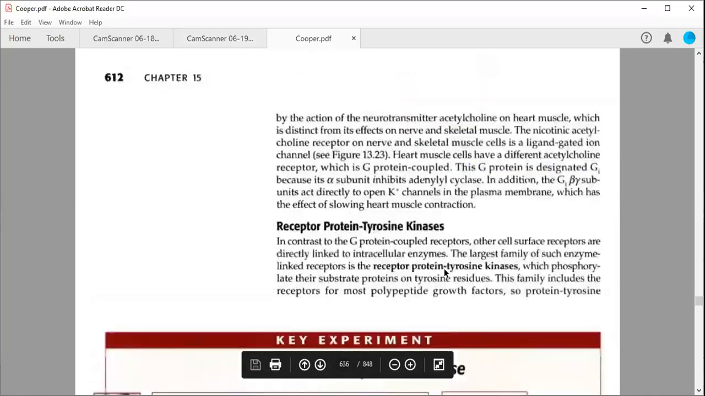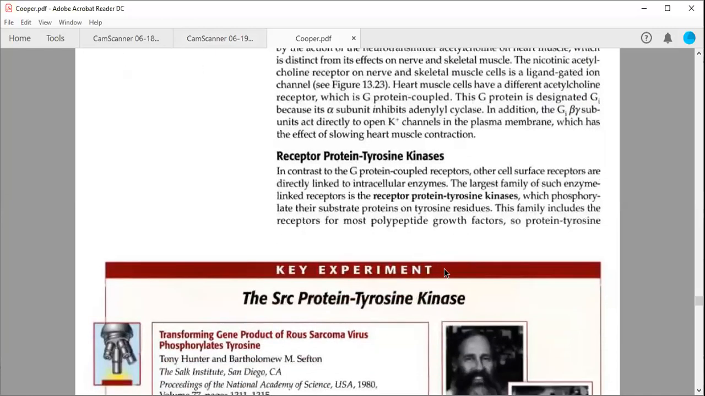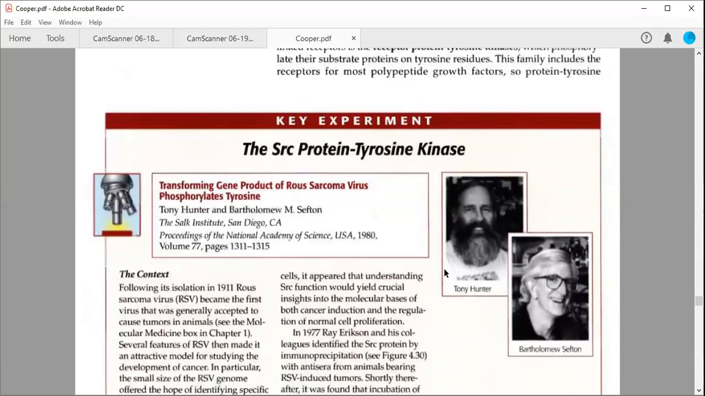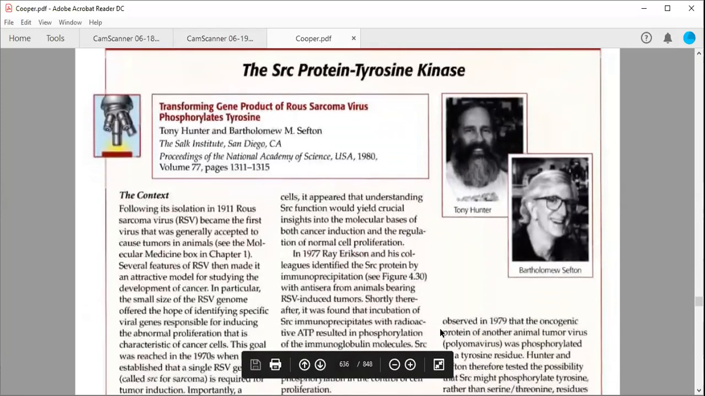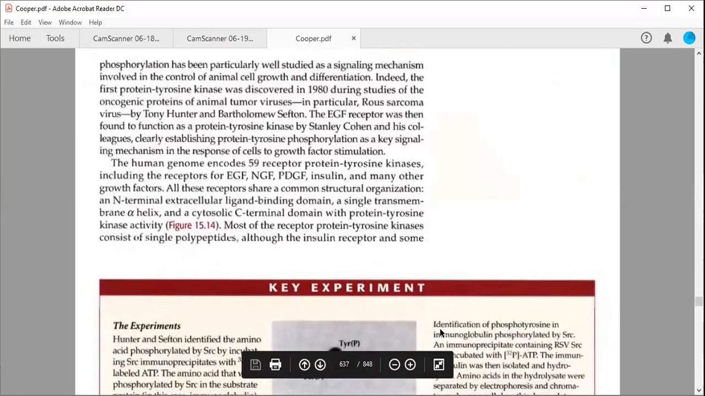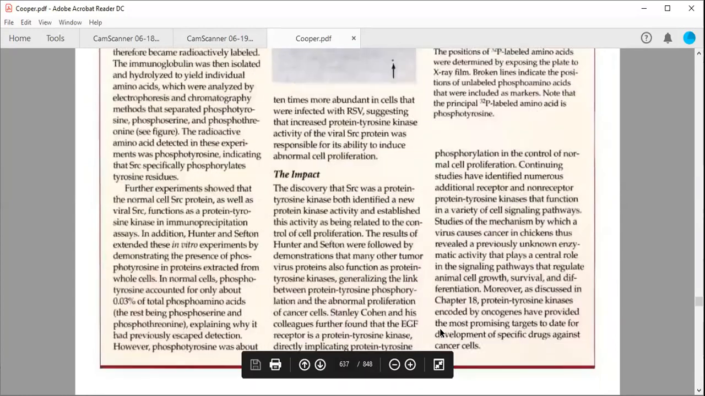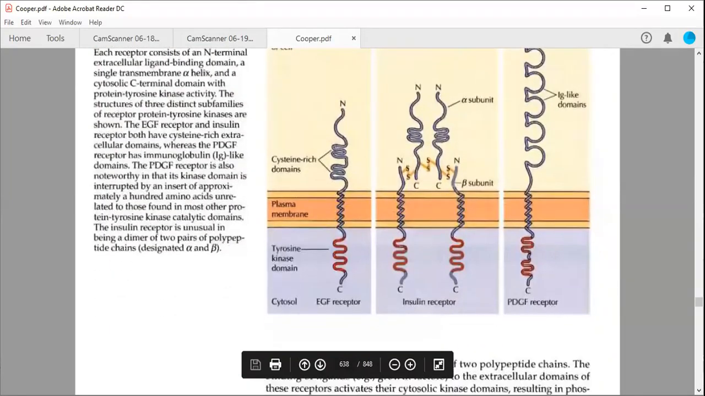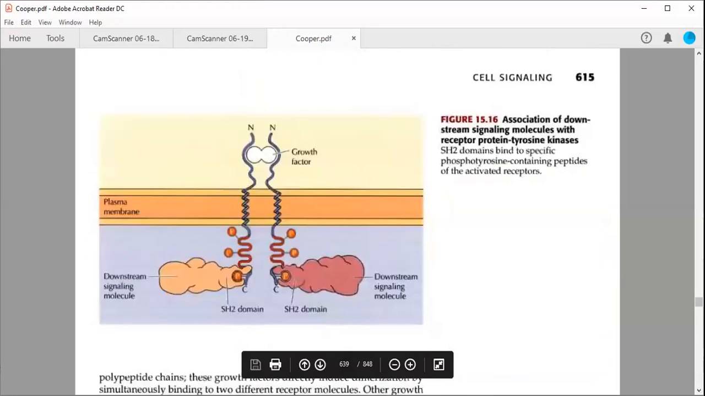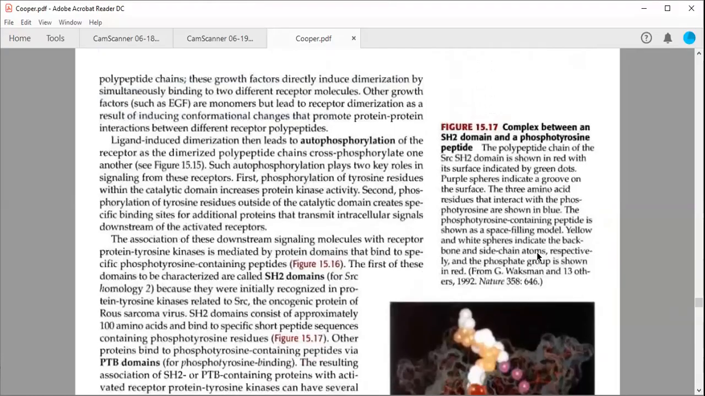After this, the receptor tyrosine kinase is given in this particular book, Cooper. I will come to this section after completing GPCR. Otherwise, everything will be mixed up. So I'm skipping all this section, and I will come back and tell you after we complete our GPCRs.